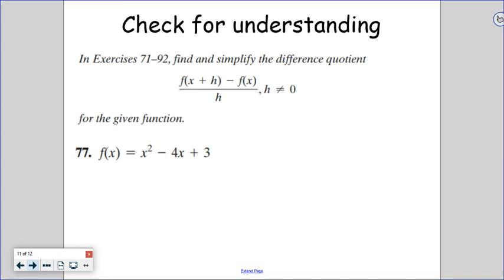Your function is x squared minus 4x plus 3. Evaluate it the first time, plugging in x plus h, minus evaluate it the second time, just plugging x.